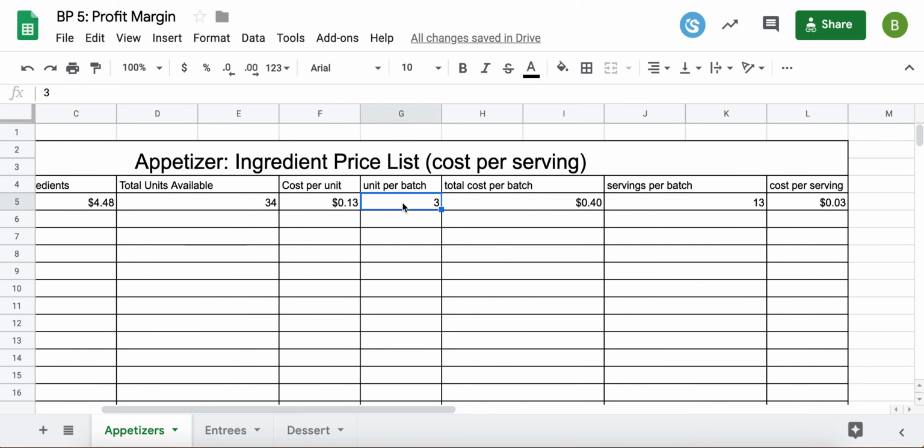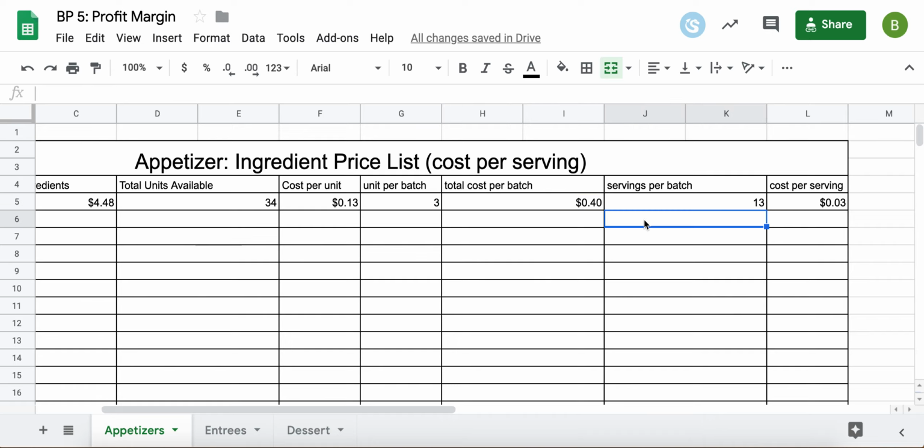Now, for the unit per batch, this is how many cups are needed to make this appetizer. So 3 cups. So the way we found this number is by taking the cost per unit times the unit per batch, and that would get us the 40 cents.